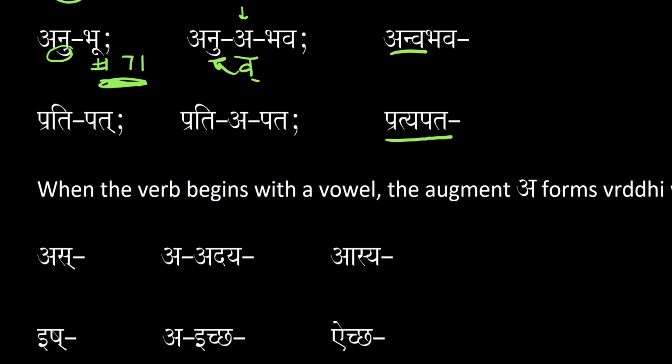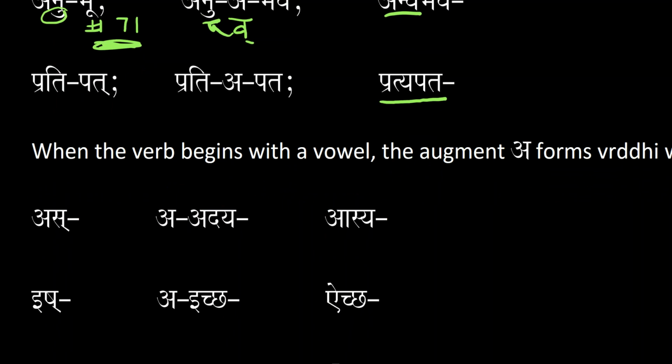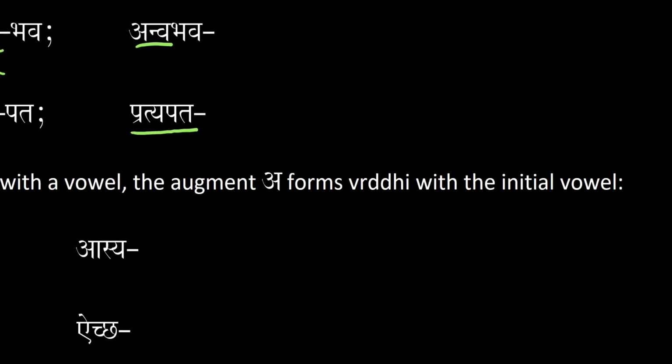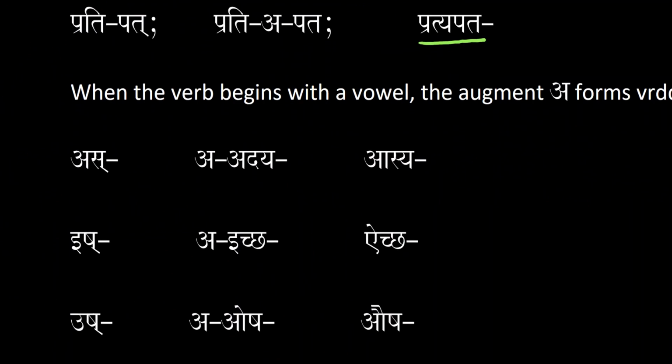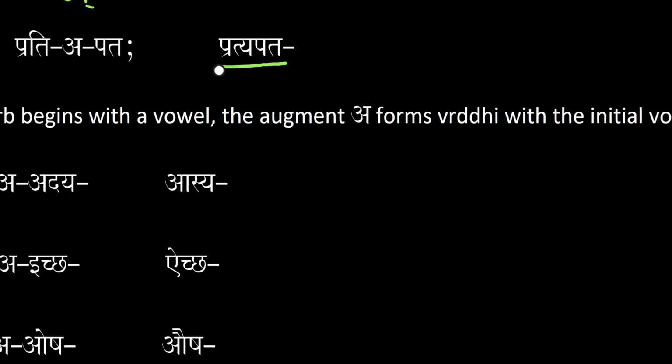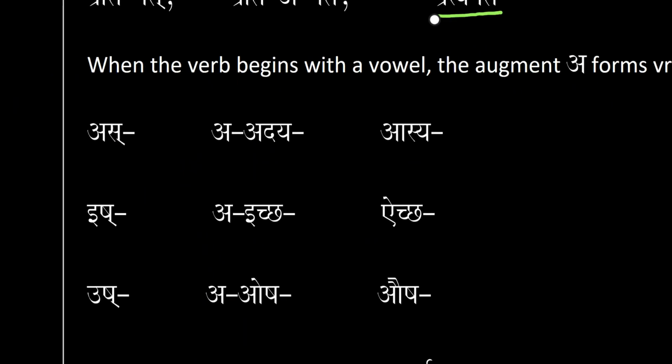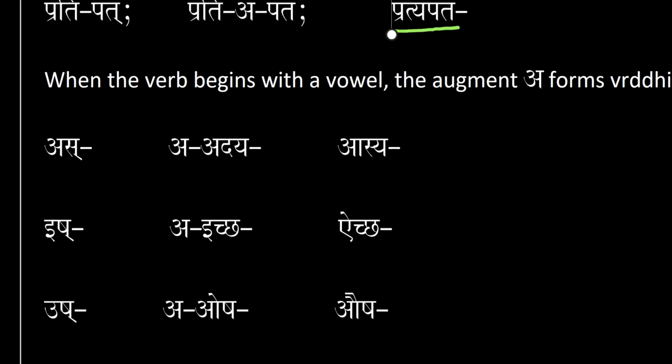Now, when a verb begins with a vowel, then the augment 'a' forms a vridhi with the initial vowel. Once you hear the terms guna and vridhi, you know what table to go back to. You have to go back to your old friend with the guna and the vridhi changes that are being made. So for example, when the verb begins with a vowel, the augment 'a' forms vridhi with the initial vowel. So as.